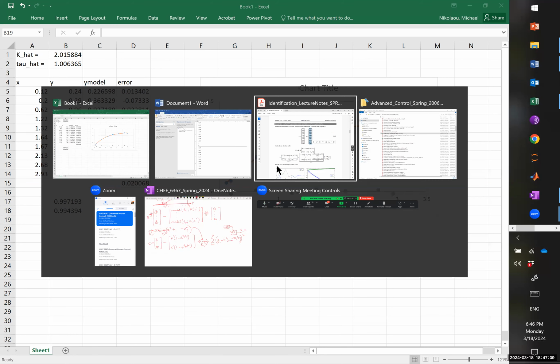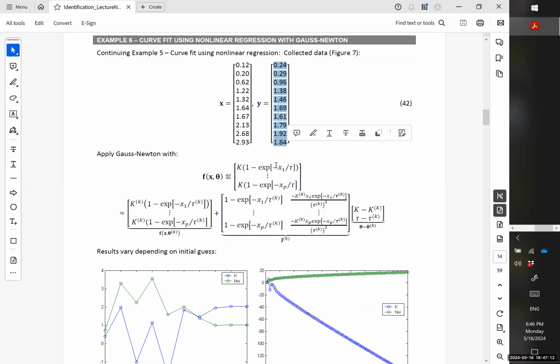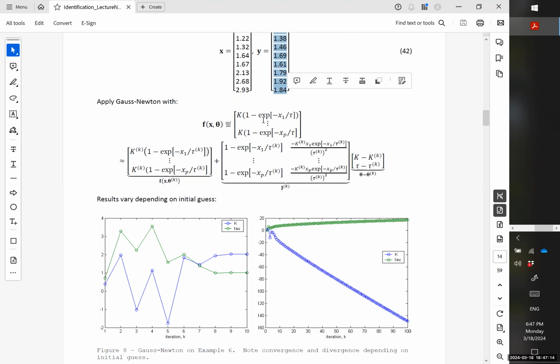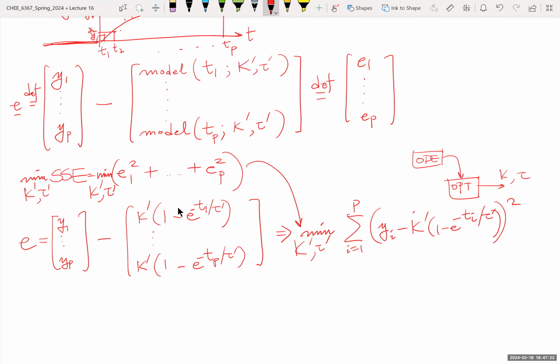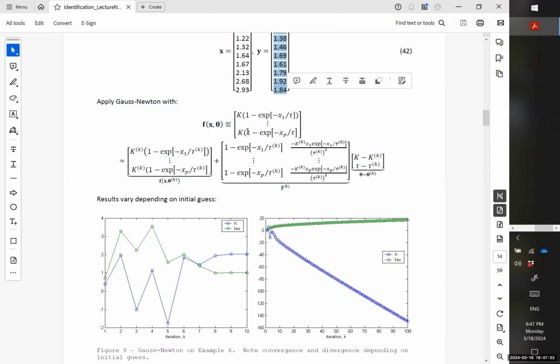What is this function? Well, let's do it here on the notes. Be specific. This is the right-hand side. What is this right-hand side? The k, et cetera. It's what I wrote down here. It's the set of model outputs. The model output is explicit here. I don't need to use a software integrator. So this model output is this, and we do the minimization.